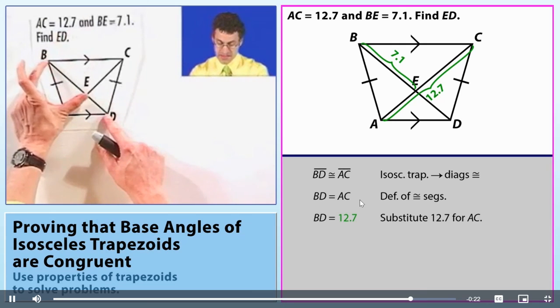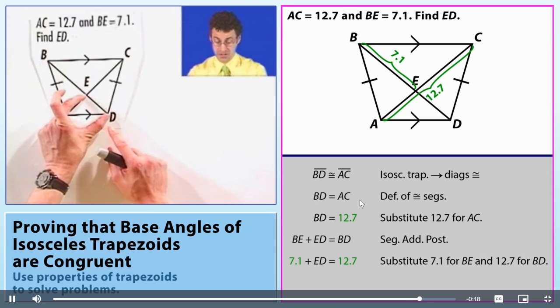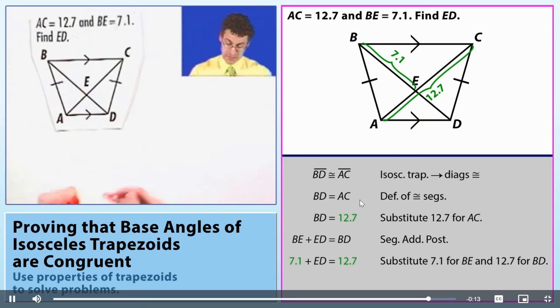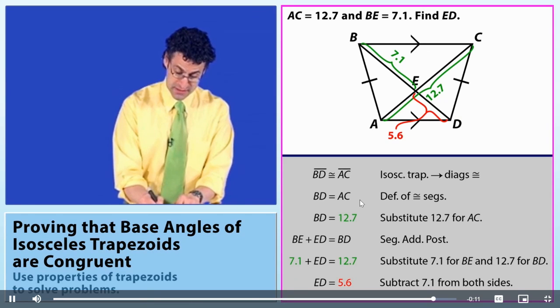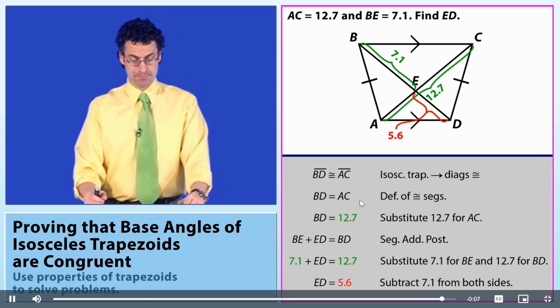And since I know that this length is given to be 7.1, to find this length, it's pretty easy. It's just a subtraction question. It's 12.7 minus 7.1, and that leaves a mere 5.6 as the length of ED. Neat! I'll see you soon.